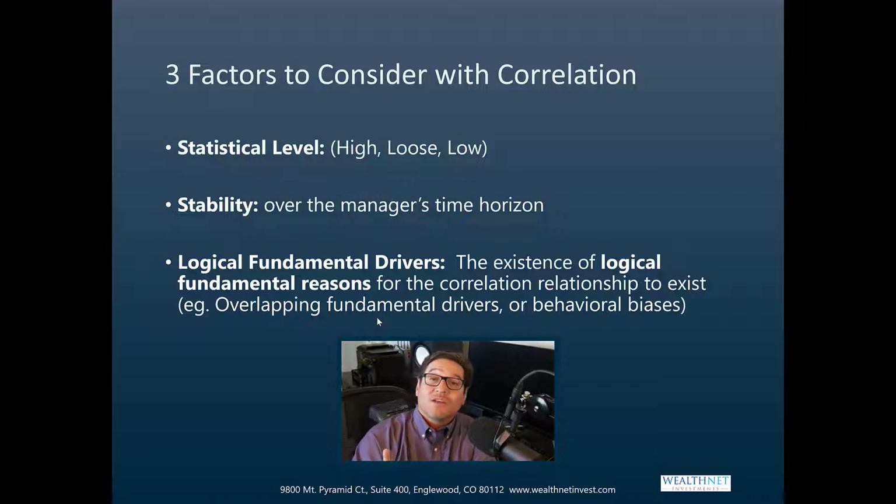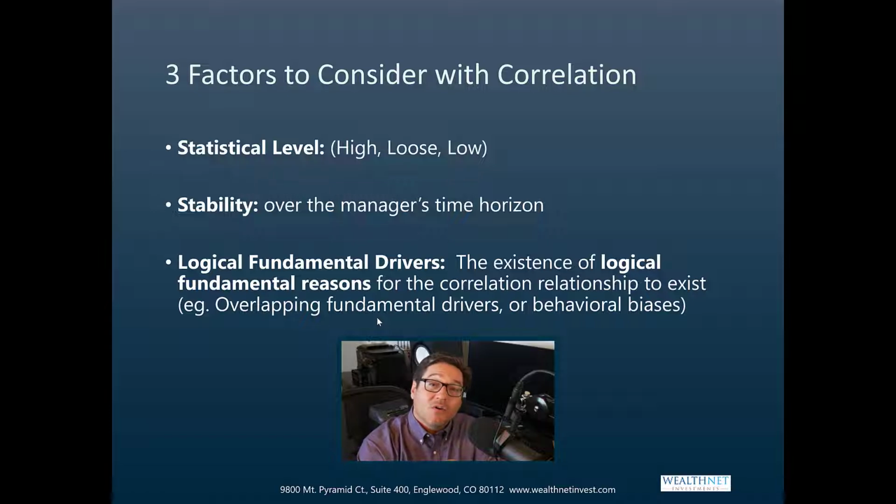And then we also want to look at not only the statistical level, we want to see how stable it is. Is it loose? Is it stable or is it unstable? I'll show a chart in the metals basket that we recently discussed about how a couple of the metals relationships are pretty stable and some are not stable in the correlation. We want to look at that correlation stability over your time horizon. If you're a longer term investor, you want to look at longer term data. If you're shorter term, you want to look at shorter term data. So we want to look at the statistical level and then the stability.